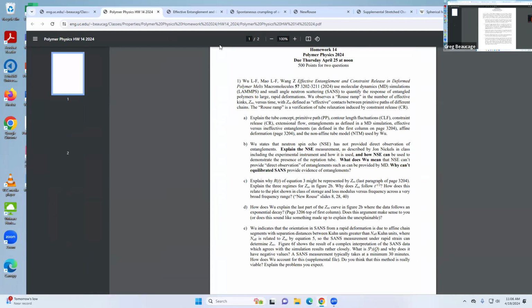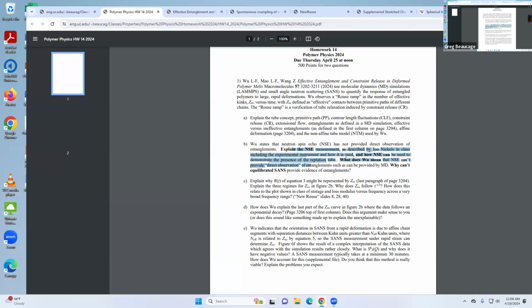I actually like this paper better than the other paper, but I thought the other paper was kind of simple. This one's hard, that one's simple. I give some hints, like telling you where to look for things. And then he also mentions neutron spin echo, which Nichols talked about. He says it can measure the tube. So I showed in class that you could get the tube diameter from the NSE measurements.